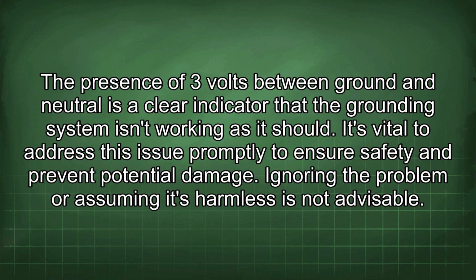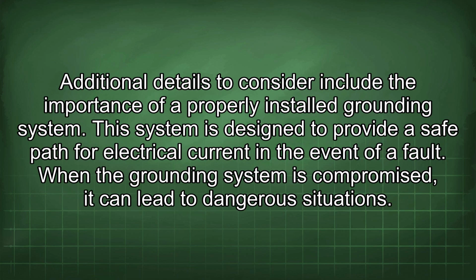The presence of 3 volts between ground and neutral is a clear indicator that the grounding system isn't working as it should. It's vital to address this issue promptly to ensure safety and prevent potential damage. Ignoring the problem or assuming it's harmless is not advisable. Additional details to consider include the importance of a properly installed grounding system. This system is designed to provide a safe path for electrical current in the event of a fault. When the grounding system is compromised, it can lead to dangerous situations.